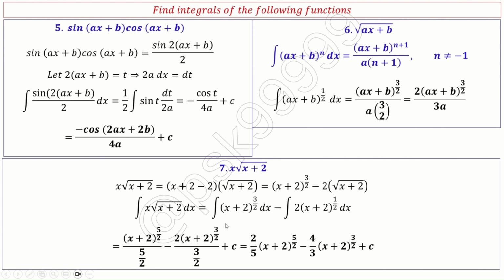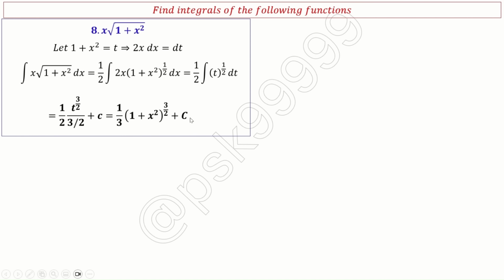Now I will rewrite this as half into 2x dx is dt, and this is nothing but t to the power of half. So what I will get is half into t to the power of 3 by 2 by 3 by 2. So 2 and 2 get cancelled. I am left with 1 by 3 into t to the power of 3 by 2, which is nothing but 1 plus x square whole to the power of 3 by 2 plus c.